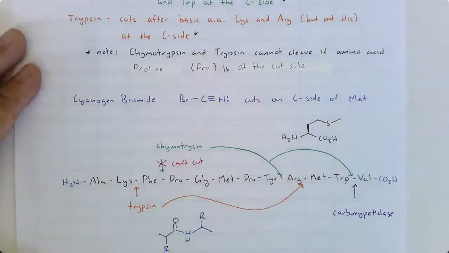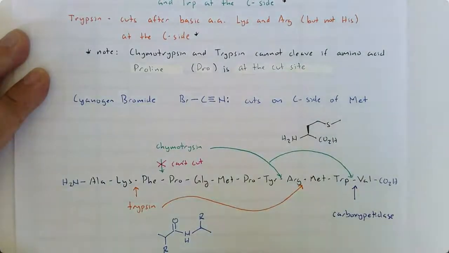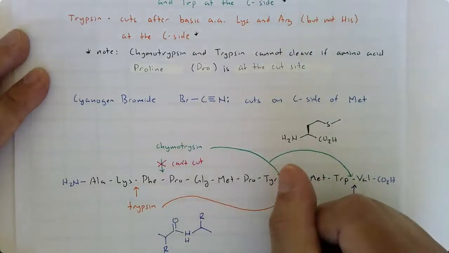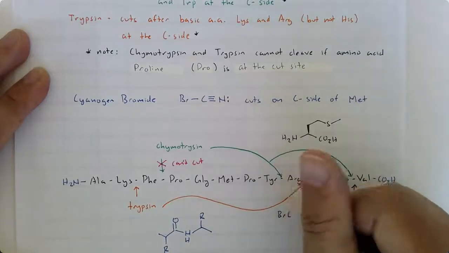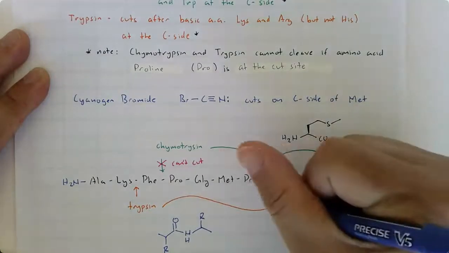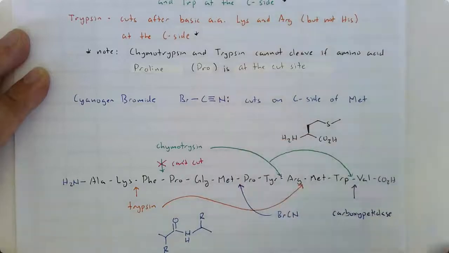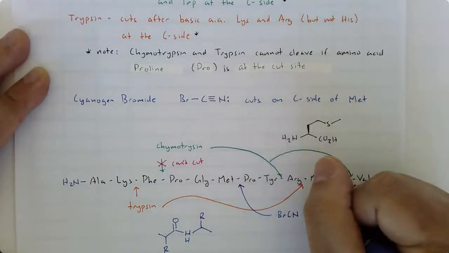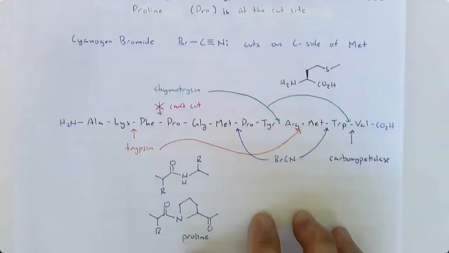Okay, and then the last thing is cyanogen bromide, and it cuts after methionine. So you have a Met here, and how should I write this? Sometimes it's just shorthanded as the condensed structure, and it's going to cut here. It's always at the C side, and for all of these enzymes and chemicals, here and there.